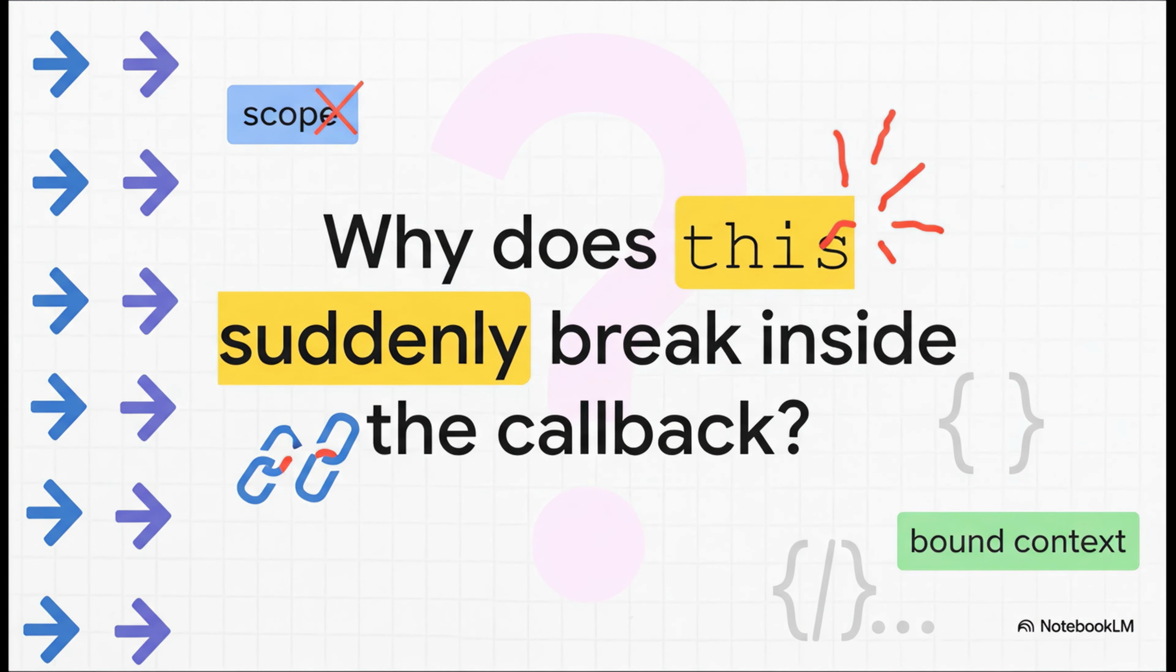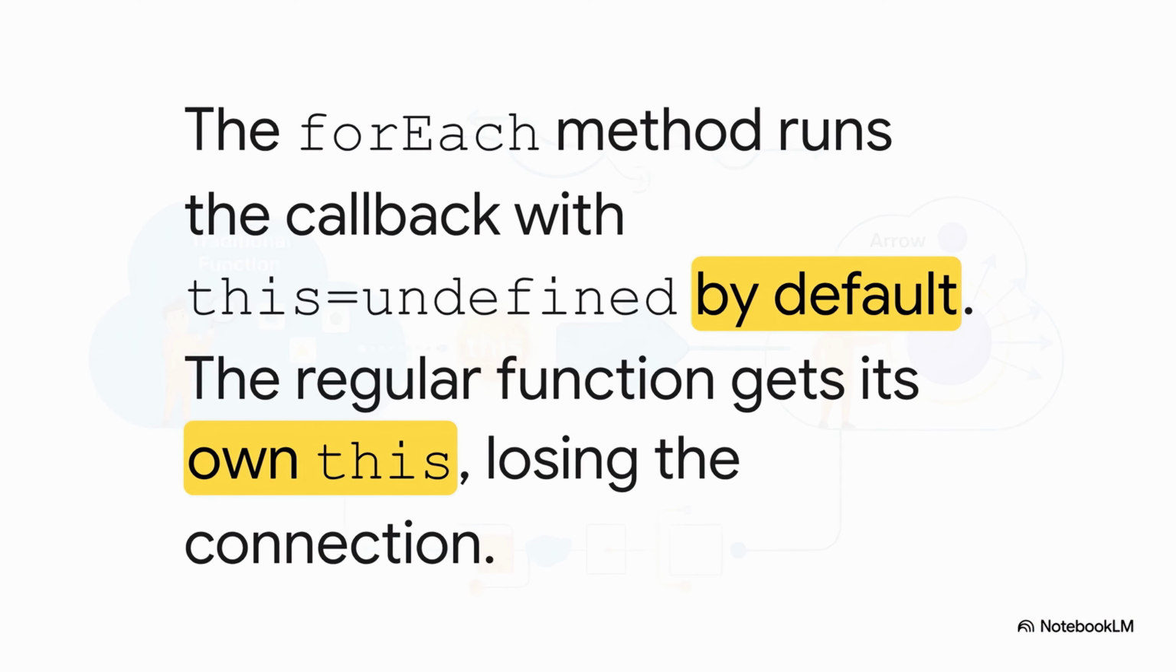So what gives? Why does this happen? This keyword was working perfectly fine just a second ago inside showList, so why does it suddenly break the moment we're inside that forEach callback? And this is the absolute key to understanding everything. Every normal function in JavaScript gets its own this value, and that value is determined by how the function is called. This value is its context. But here's the kicker. When forEach calls our little function, it doesn't set a this context. So this becomes undefined, and poof, it completely loses the connection to our group object.